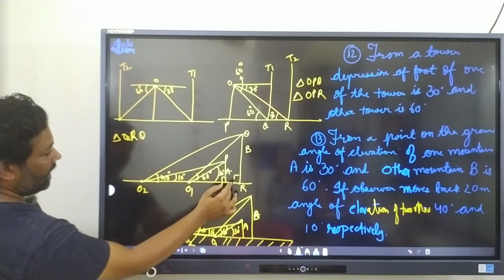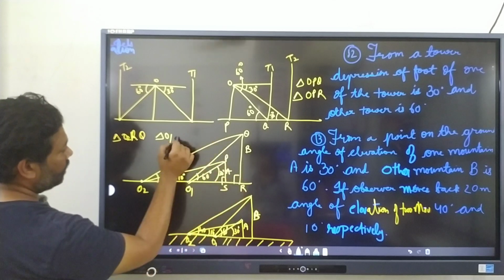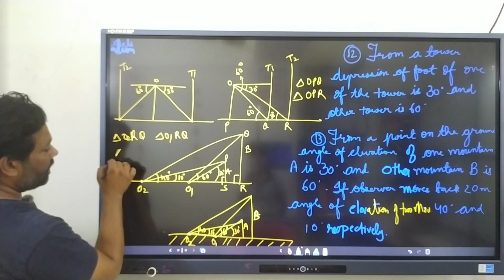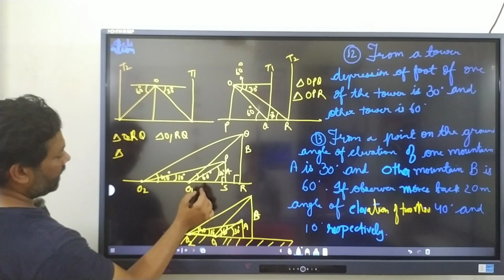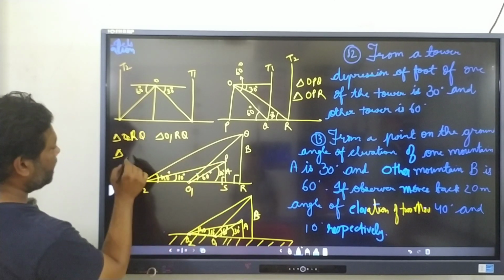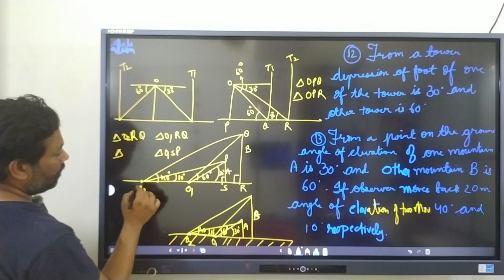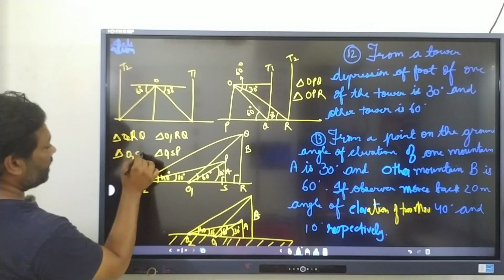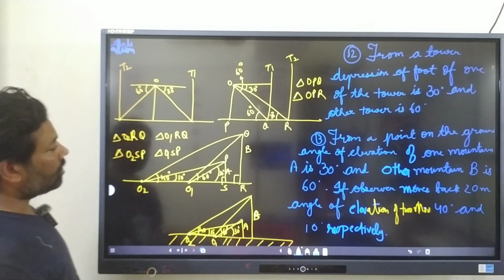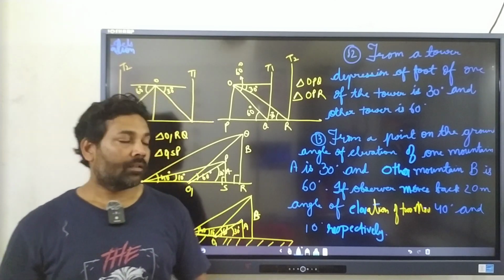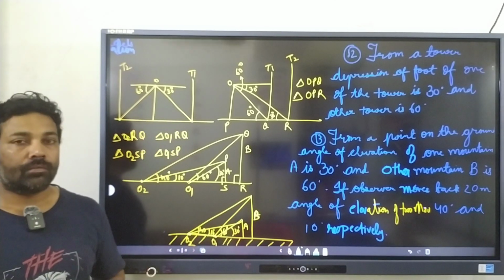So triangle O2RQ, R is a right angle. Then O1RQ is another right angle triangle. Then we have triangle O1SP and O2SP, another right angle triangle. So this is how you can construct the situation and find the related distances or whatever is asked in the question. Hope you have understood the sums.